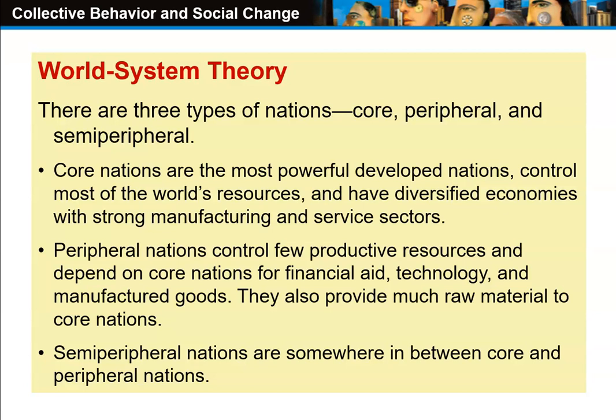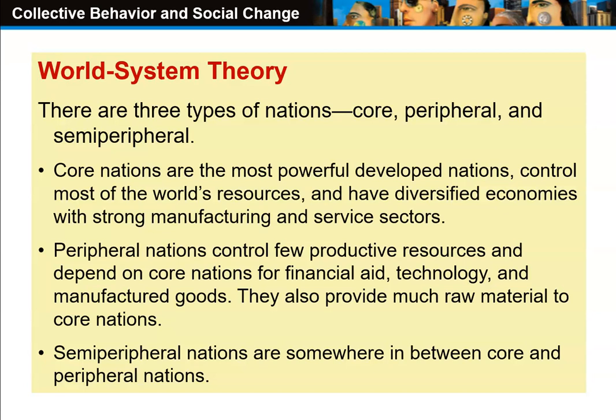There are three types of nations: the core nations, peripheral nations, and semi-peripheral nations. Core nations are the most powerful developed nations that control most of the world's resources and have diversified economies with strong manufacturing and service sectors, such as the United States, Great Britain, France, China.